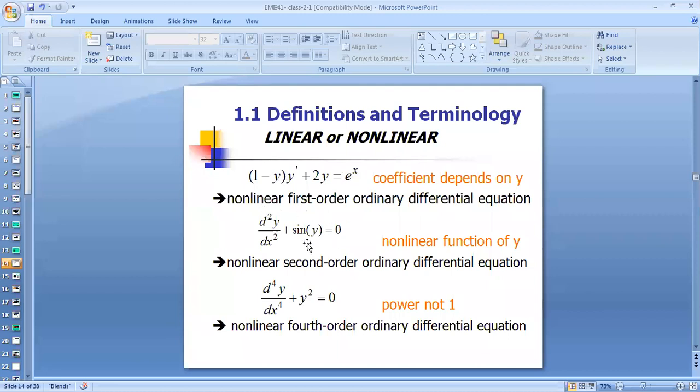Now observe the second one, d²y/dx² plus sin y equals 0. This differential equation is non-linear in y, because sine is a non-linear function. If any differential equation involves an exponential function, a logarithm, sine, tan, cot, etc., then it will of course be non-linear. If any term of a differential equation consists of a sinusoidal, exponential or logarithmic function, then that differential equation is called non-linear. So this is a non-linear second order differential equation.